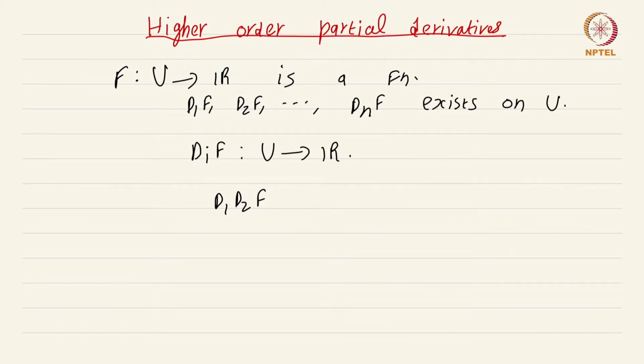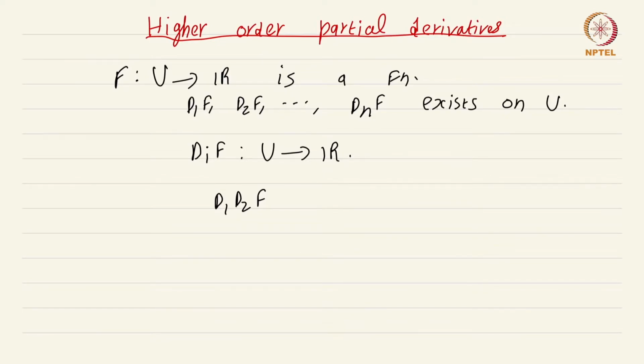You first differentiate with respect to the second variable. You will get a function d2f from U to R. Then you differentiate with respect to the first variable of this new function. And in this way, repeating this process, you can get many combinations of derivatives.